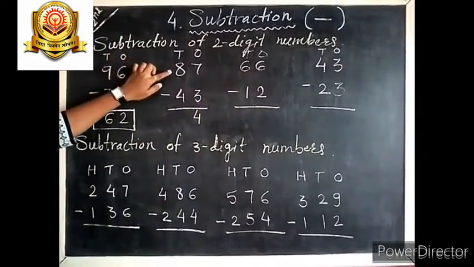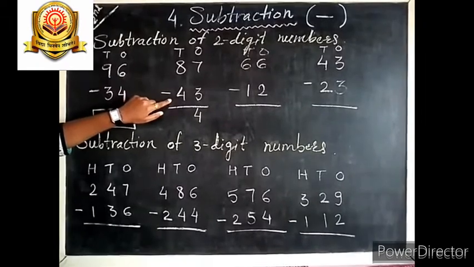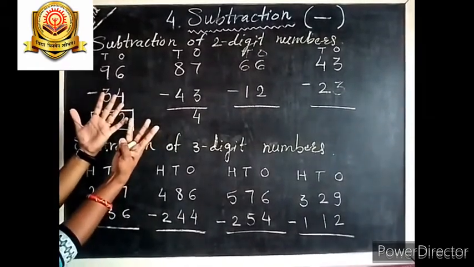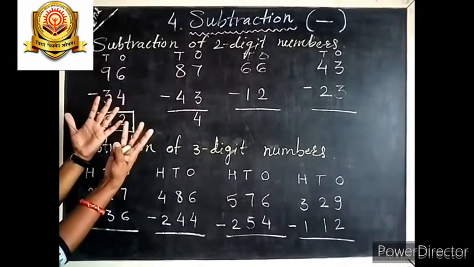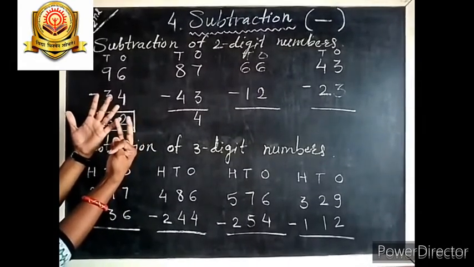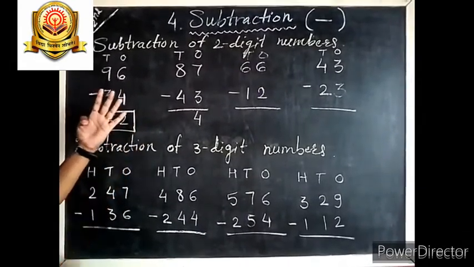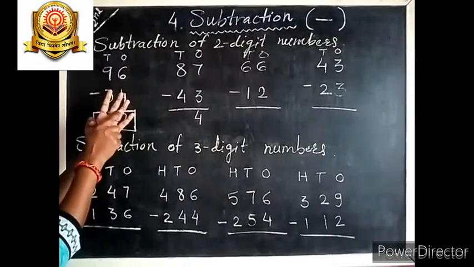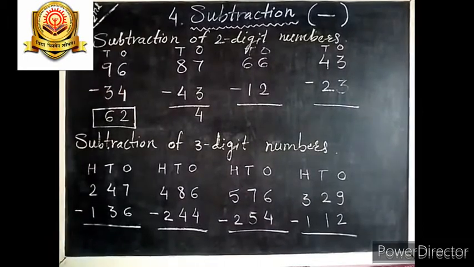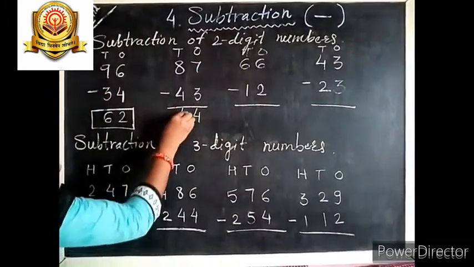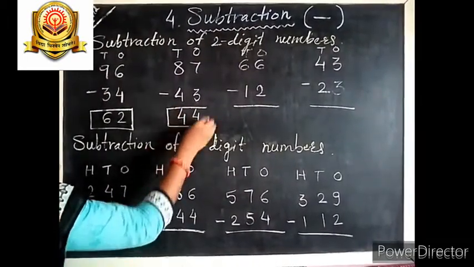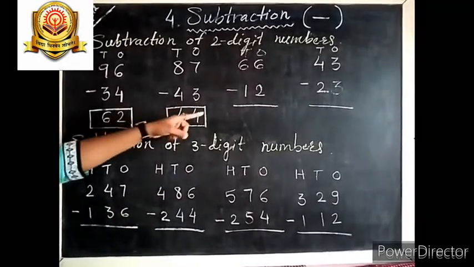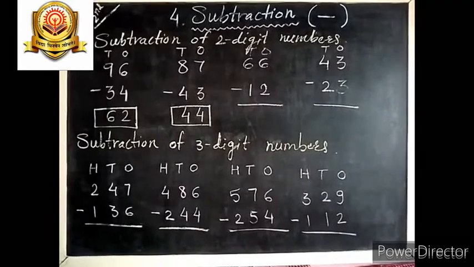Then 8 minus 4. Firstly take 8 fingers and then remove 4 fingers. 1, 2, 3, 4. How many fingers remaining? 1, 2, 3, 4 fingers. So write here 4. Our answer is 44. Now students, solve another example in this way.